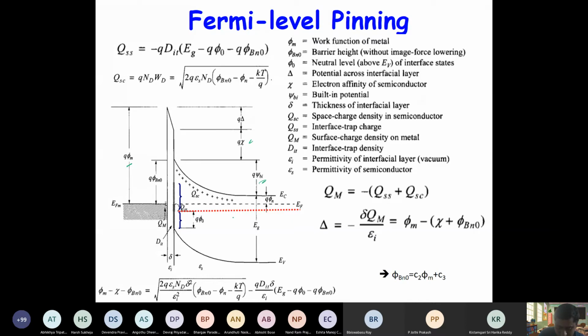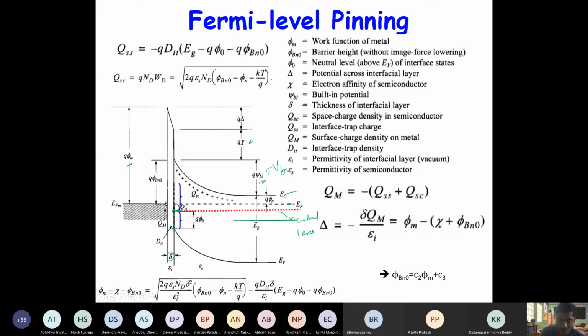And then psi bi is the built-in potential, what we are calling VBI. And then of course Q phi n is basically EC minus EF, and Q phi naught is the gap between EV and the surface state neutral level. Then the surface state will interact with the metal, and they will make some kind of very small or very thin interface layer.